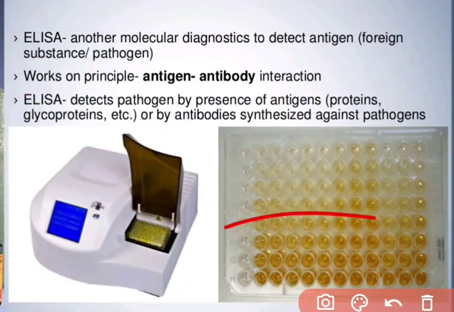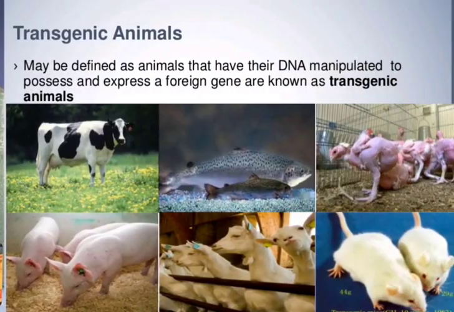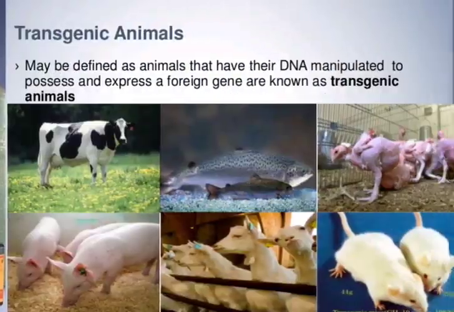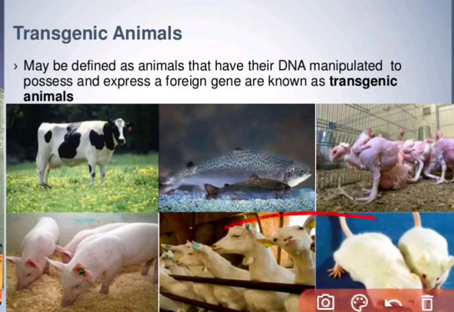Next one we are coming to transgenic animals. What are transgenic animals? They are defined as animals that have their DNA manipulated to possess and express a foreign gene. Any foreign gene they can express. You can see some figures here, where in an animal, another animal's characteristics are also shown. When the foreign genes are expressed in their body, that is called a transgenic animal.